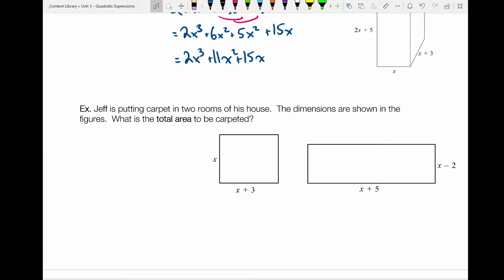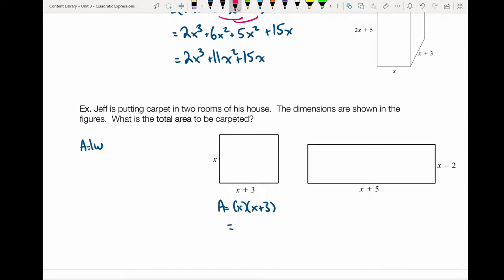The next one: Jeff is putting carpet in two rooms of his house. The dimensions are shown in the figures. What is the total area to be carpeted? So basically, what is the total area that we need to put carpet in for? So we know how to find the area of these two shapes. We know the area is equal to length times width. So I'll find the area of the first one, or x times x plus 3.